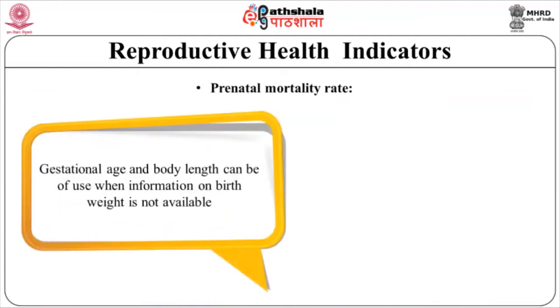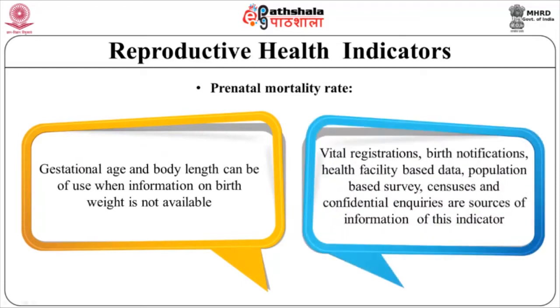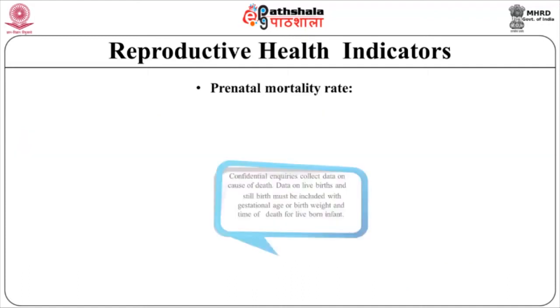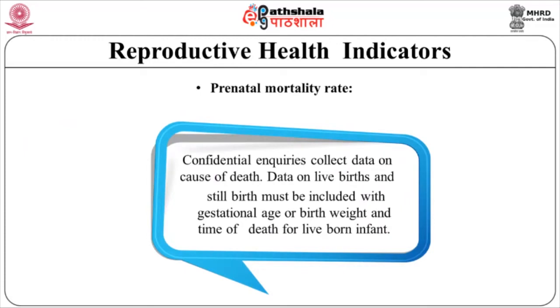Gestational age and body length can be of use when information on birth weight is not available. Vital registrations, birth notification, health facility based data, population based surveys, censuses and confidential inquiries are the source of information of this indicator. Confidential inquiries collect data on the cause of the death. Data on the live births and stillbirth must be included with gestational age or birth weight and time of death for the live born infants.